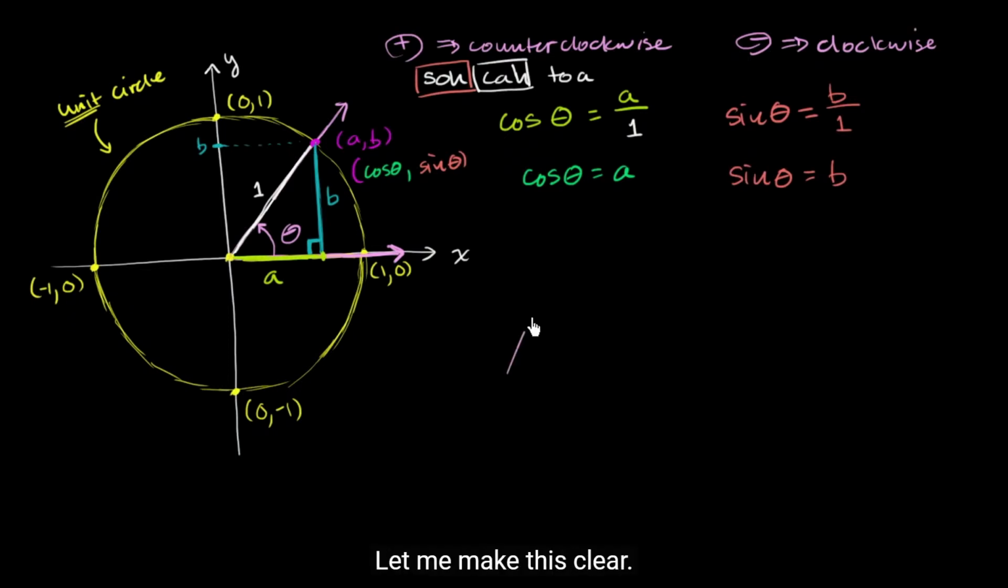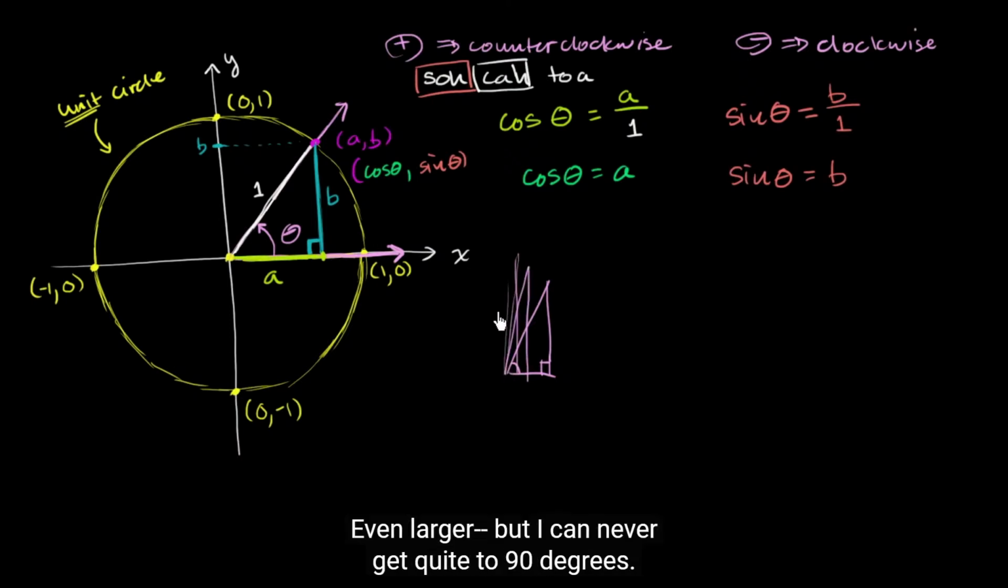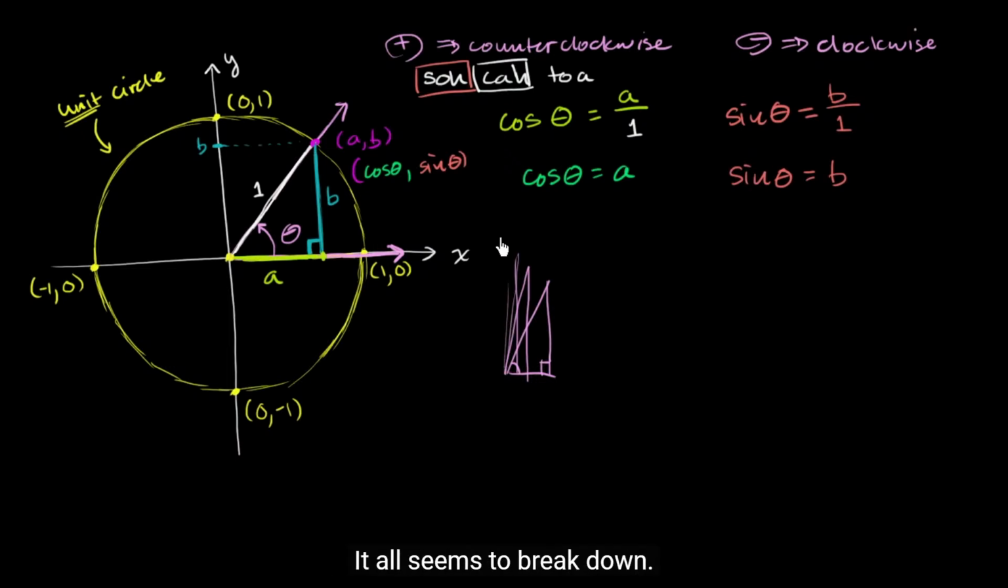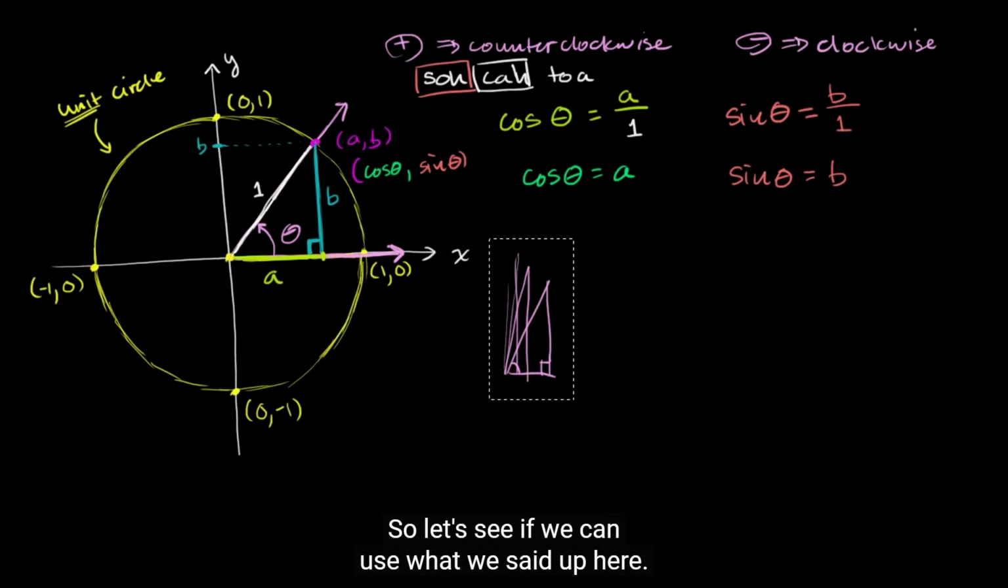Let me just make this clear. So this is a right triangle, and the angle is pretty large. I can make the angle even larger and still have a right triangle, but I can never get quite to 90 degrees. At 90 degrees, it's not clear that I have a right triangle anymore. It all seems to break down, and especially so when I go beyond 90 degrees. So let's see if we can use what we set up here.